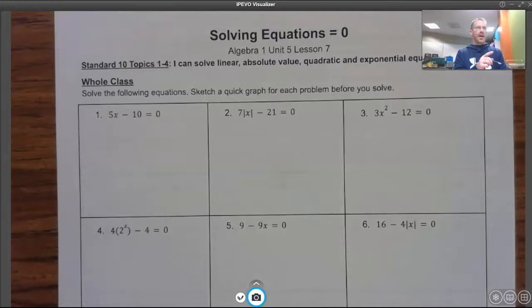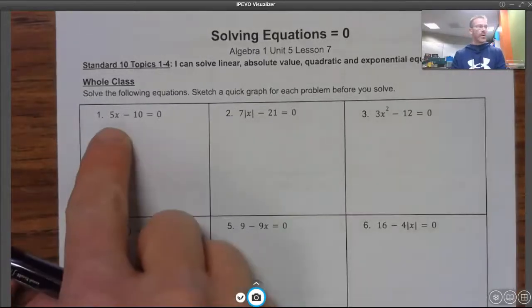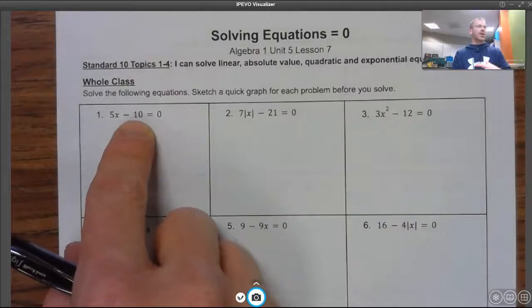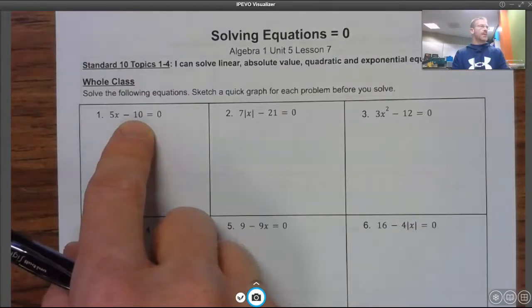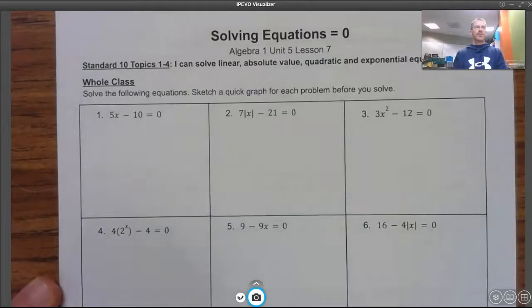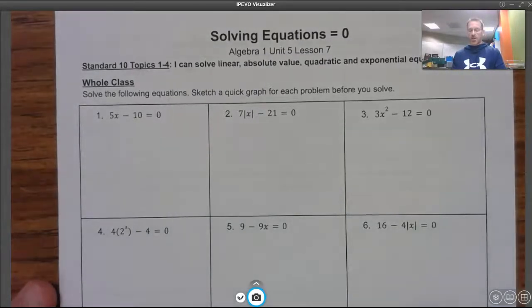Now, before I get into any examples, what we want to do first is identify what kind of function I have, so that I can anticipate the number of solutions. When I look at number one, I should know that this is a linear equation. No exponents, no bars, plain Jane, very boring. So we should be looking for one solution, and let's go from there.